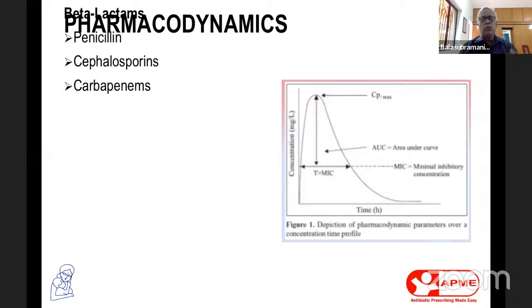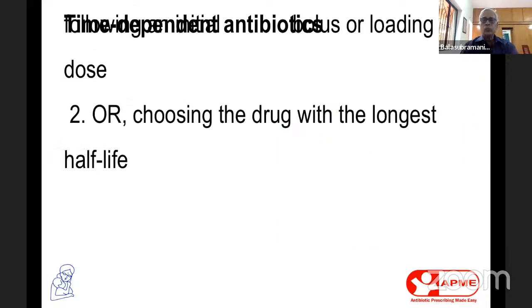When you talk about pharmacodynamics, you have what is called 2 types. I'm sorry for the smudging of these slides. You have time-dependent and concentration-dependent antibiotic. Penicillin, cephalosporins, carbapenem, they're all time-dependent. They have a short half-life, most of them. So if you want to give these drugs to somebody with serious infection, you will have to give them repeatedly, 4 hourly, 8 hourly, even 2 hourly.